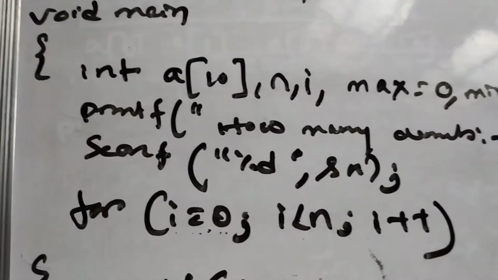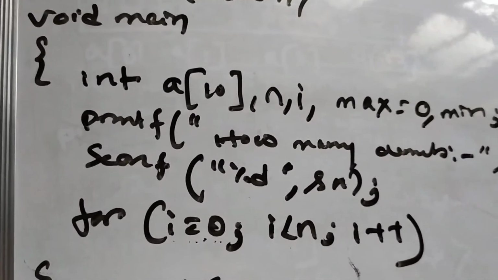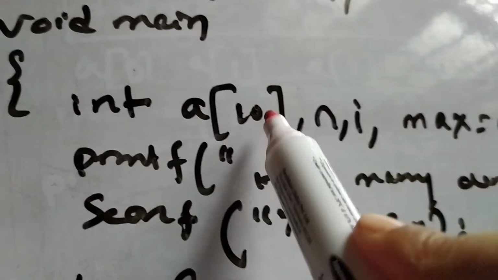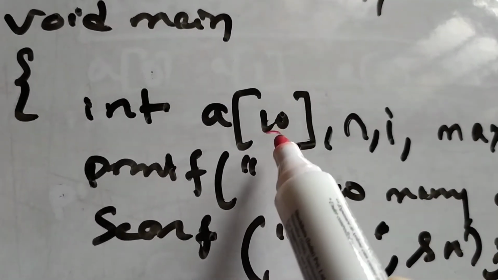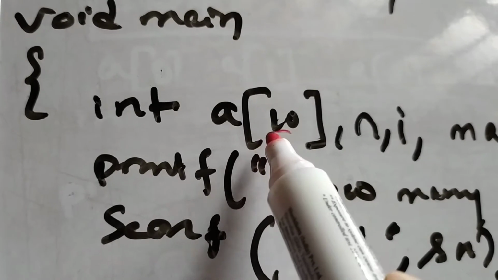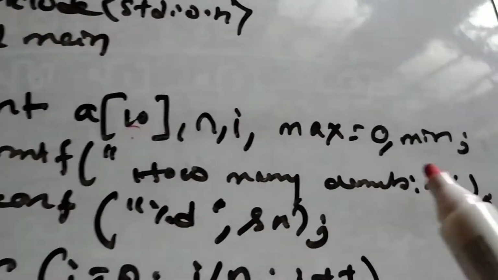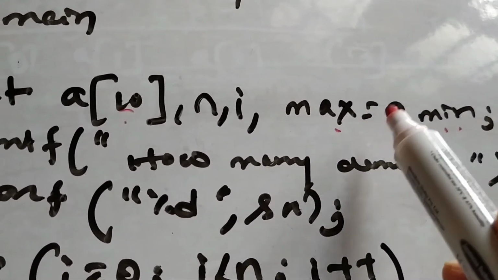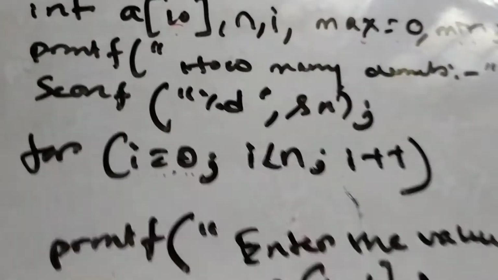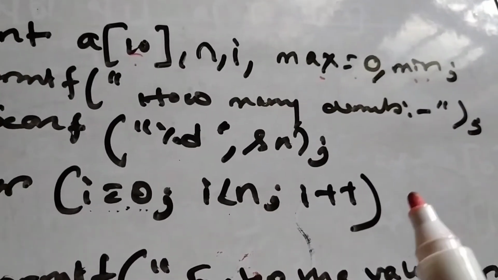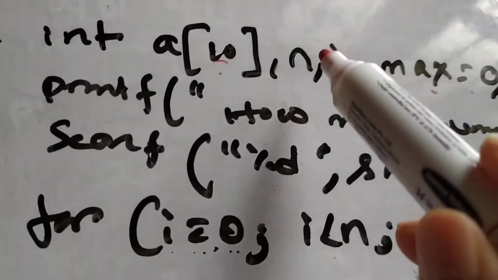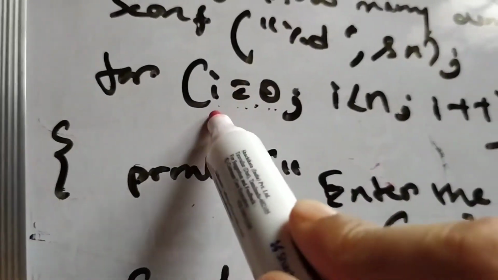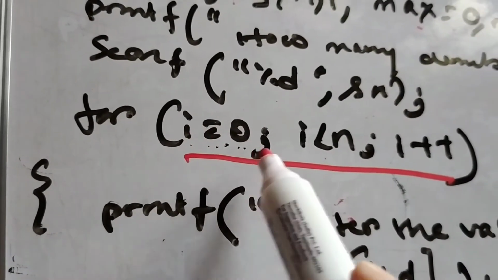Now I have written the program. I have taken two variables, n and i. I have assigned 10 as the size of this array, and there are two variables, the maximum and the minimum, and I have set 0 as the maximum. To determine the number of elements I have used the n variable, that's why I have scanned %d and &n. Now talking about this loop: i equal to 0, i less than n, and i plus plus.